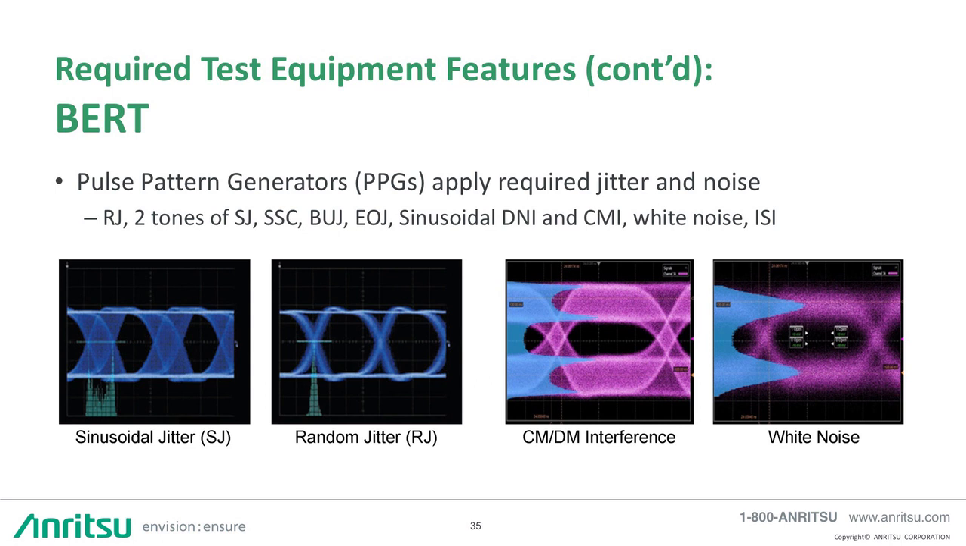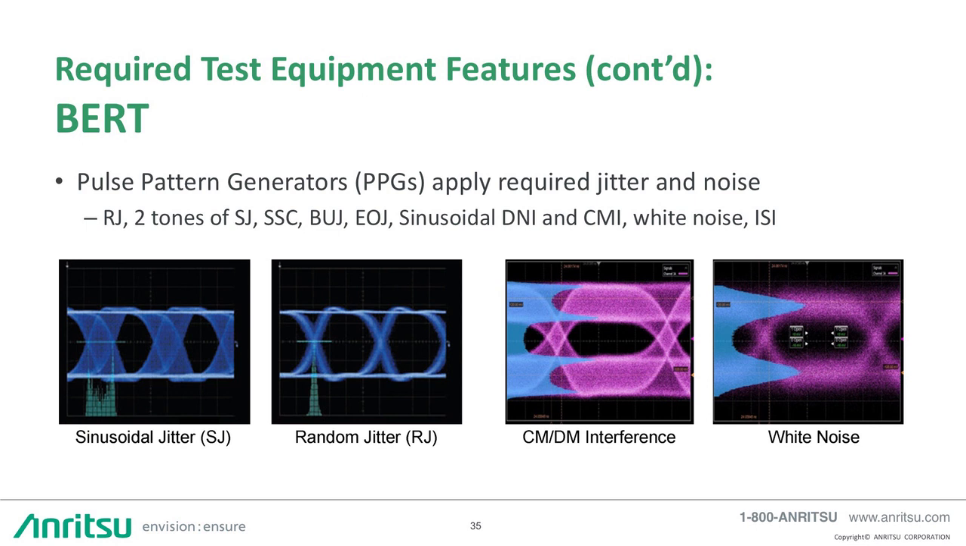The Anritsu MP1900A pulse pattern generators can apply every required signal impairment and a few more in amplitude ranges that exceed those required by the PCIe Generation 5 specifications, including random jitter with an amplitude from 0 to half of a unit interval peak to peak at a bandwidth from 10 kilohertz to 1 gigahertz, sinusoidal jitter at amplitudes from 0 to as high as 2,000 unit intervals, at modulation frequencies up to 250 megahertz. It can also apply a second tone of sinusoidal jitter.